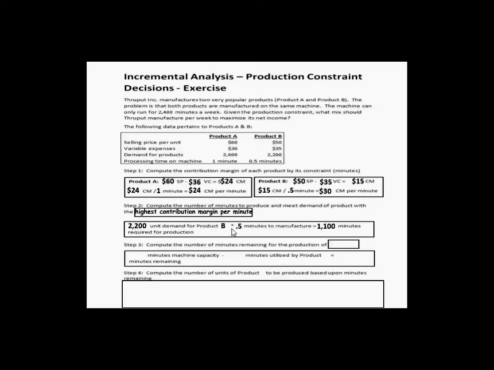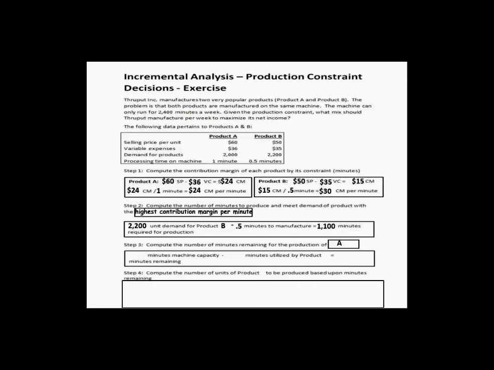Then I multiply the amount of time it's going to take to produce those 2,200 units, and that's a half a minute per unit. So that means it's going to take 1,100 minutes. Those are going to be the minutes required to produce all of my demand for product B, again with the highest contribution margin. So step number 3 then says compute the number of minutes remaining for the production, in this case of product A, because I want to produce all of product B before I start producing product A, because I get a higher contribution margin per minute for product B.